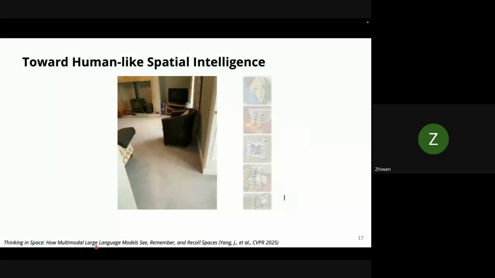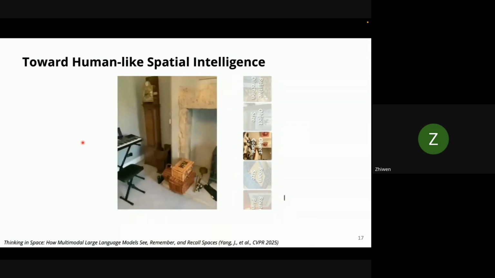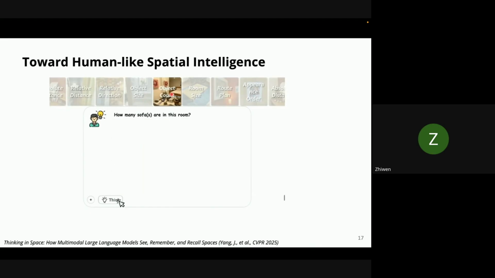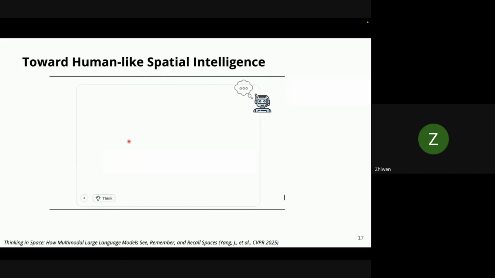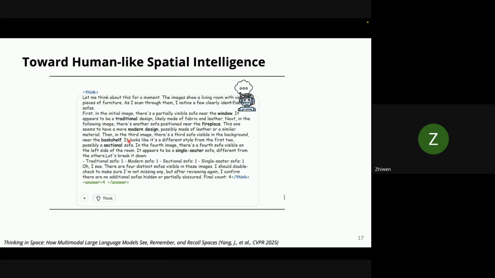This work called Think in Space was developed by Saining Xie and Dr. Fei-Fei Li. They built a benchmark to evaluate how a multimodal language model can see in 3D, remember and recall in 3D space. Here is their demo. Having a monocular video of a room as input, we can define a task, let's say object counting. How many sofas? The multimodal language model will think and make a prediction, let's say 4.